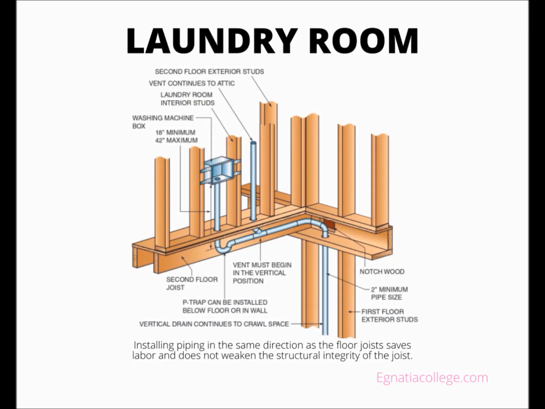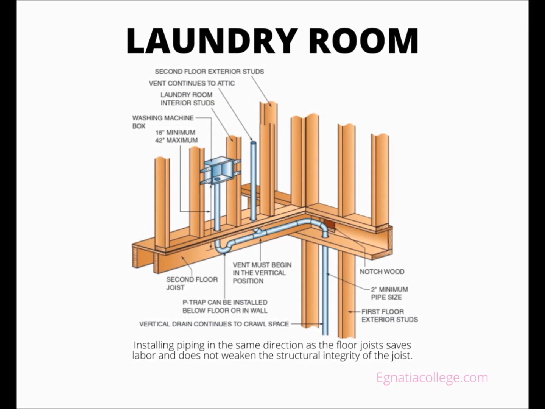A plumber has 2 choices for this design. One is to drill through each joist, the other is to route the drain serving the washing machine in the same direction that the joists are installed. A dry vent must originate in the vertical position, true vertical to a 45 degrees angle.